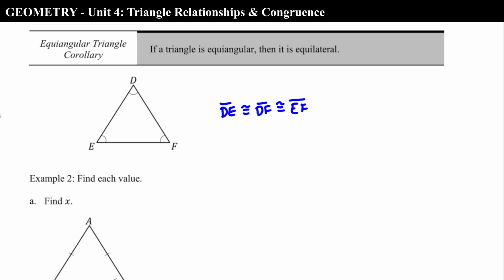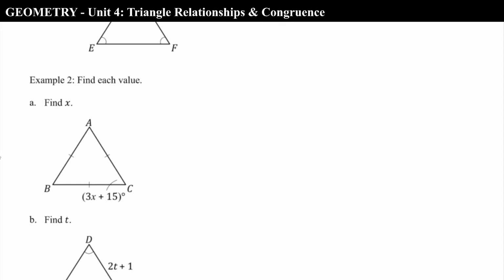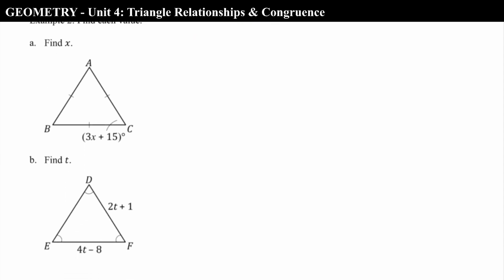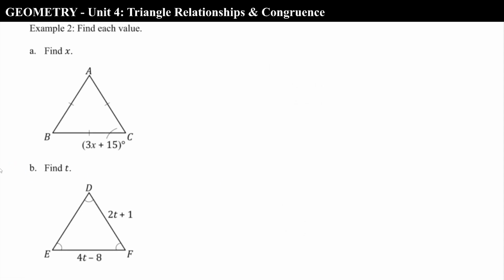So, knowing that all the sides are the same and all the angles are the same, and more specifically, we happen to know in an equilateral triangle, all the angles measure 60 degrees, because if all three are the same, 180 divided by 3 is 60. So, in example 2a here, if I'm given that angle C is 3x plus 15, we know that all three angles of an equilateral triangle are 60 degrees each. So I can just set 3x plus 15 equal to 60 degrees, and then just solve for x from there. Subtract 15 from each side, and divide by 3, and you end up with x equals 15.